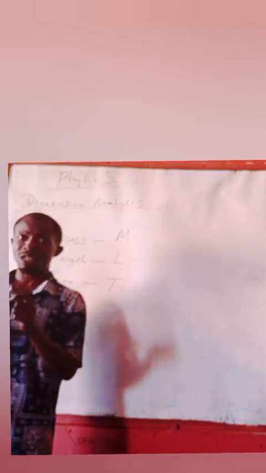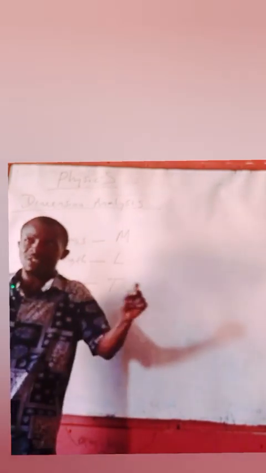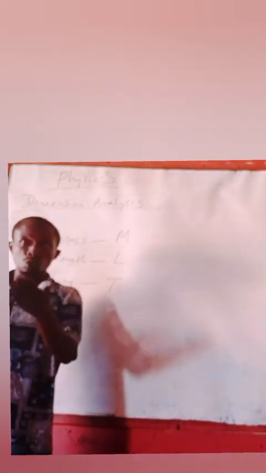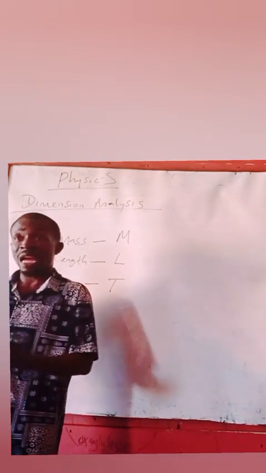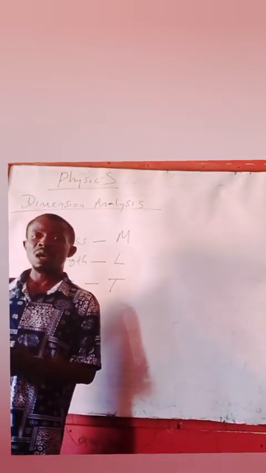You can also use dimension analysis to express the relationship between two or more variables. Similarly, you can use dimension analysis to give dimension to a dimensionless quantity. When you're given a dimensionless quantity, with the help of dimension analysis, you can prescribe and give a unit to it. Now, how do we do this?